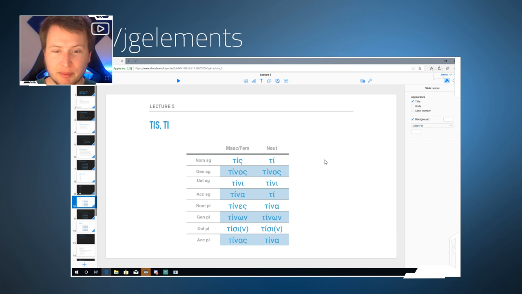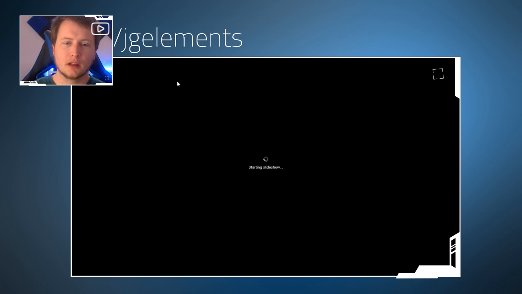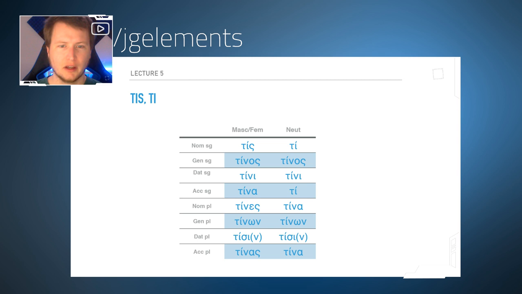So, τις, τι: someone, who, anyone, something like that, depends on the context, the accent, the presence of the semicolon. But it's third declension, where the stem is τιν, which you see in the genitive singular. All right, so we went over the endings in the masculine and feminine. Neuter is very similar. All of the same noun rules apply that we've already covered.